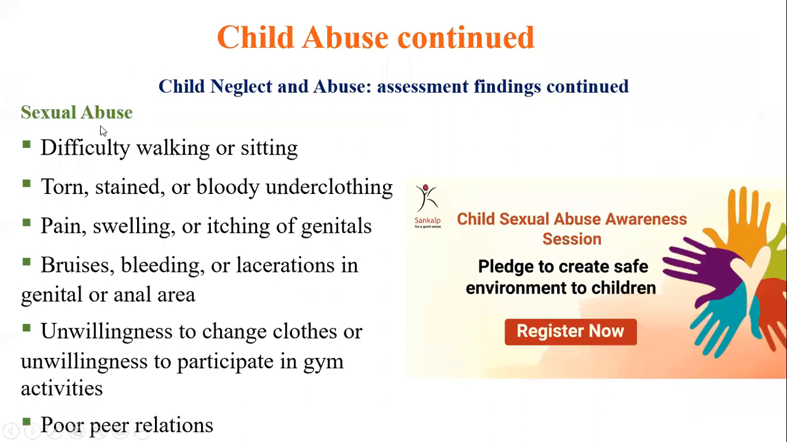Next is sexual abuse: difficulty walking or sitting, or bloody underclothing, pain, swelling or itching of the genital organ, bruises, bleeding, laceration in the genital organ or anal area, or unwillingness to change clothes, or unwillingness to participate in gym activities. Also poor peer relations. So sexual abuse is easy to distinguish.